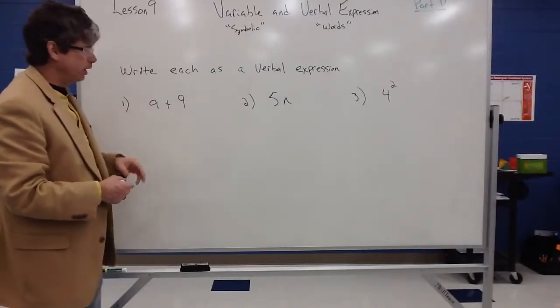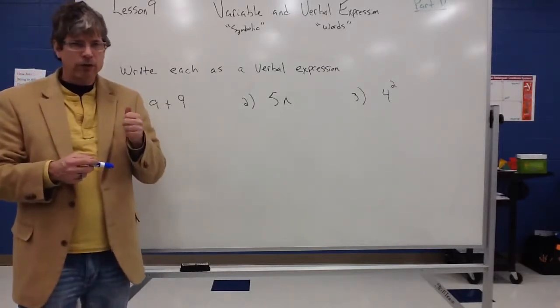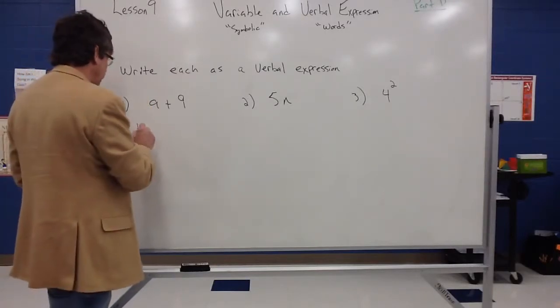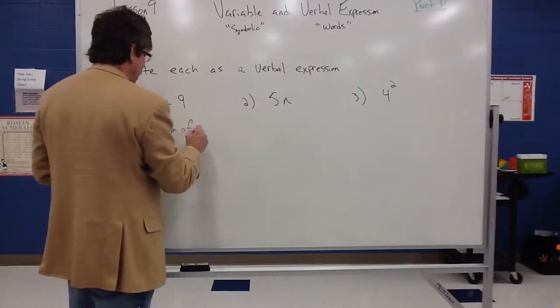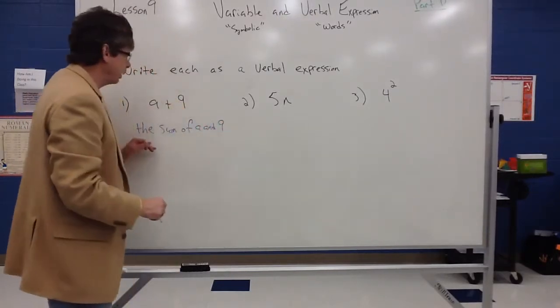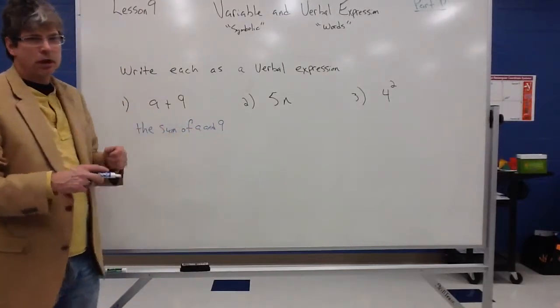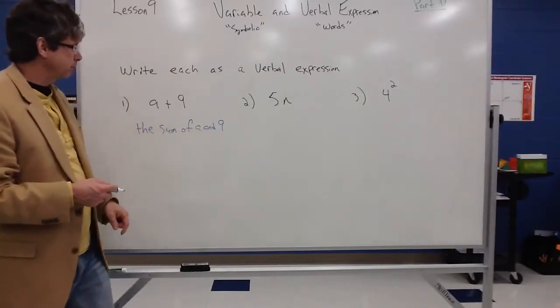So we see a plus 9. I could just write a plus 9, but we also know there's another word for addition, that's the sum. So I could say the sum of a and 9. And that would be writing it out in a verbal language. So when I see addition, that implies the word the sum. So the sum of a and 9.